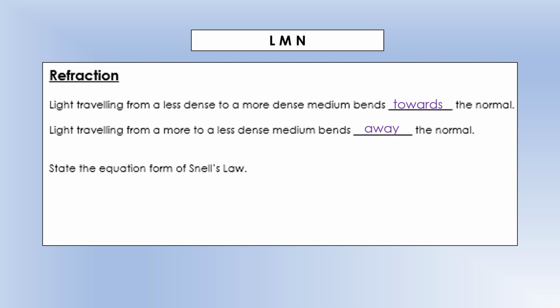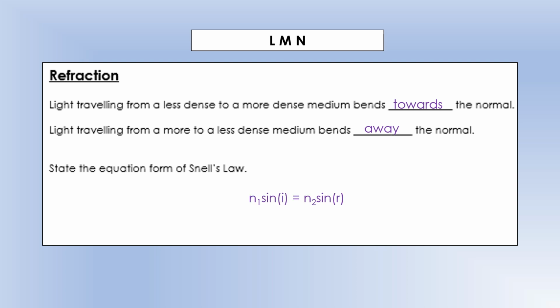So if you go from left to right, if you go from L to M, we can see we're going towards N, towards the normal. Or if you see we go from M to L, you can see we're going away from the normal. So that's how I actually remember which way round that works. Okay, so then to model refraction, we use Snell's law.